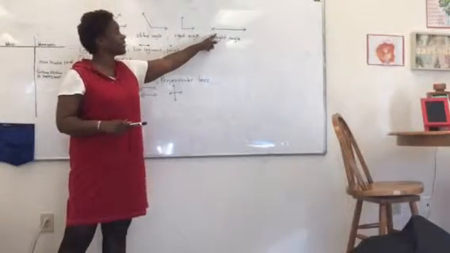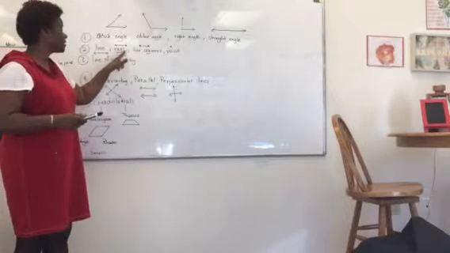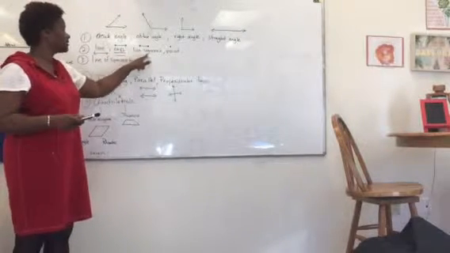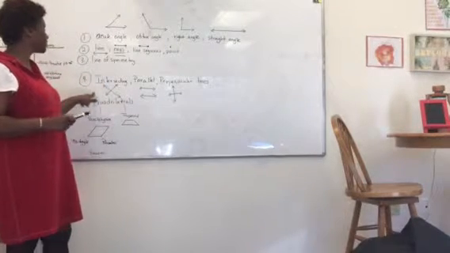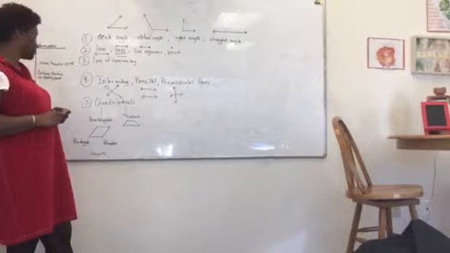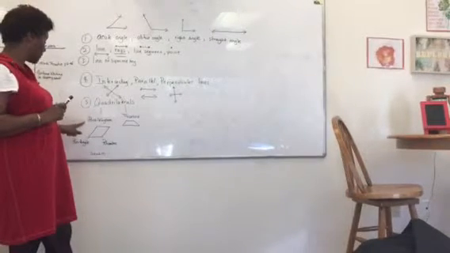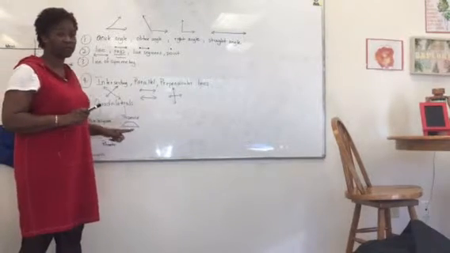We have lines, rays, line segments, and points. We have a line of symmetry, and we have the different types of lines, which are intersecting, parallel, and perpendicular. We have our quadrilaterals, which could be a parallelogram, a rectangle, a rhombus, a square, and a trapezoid.